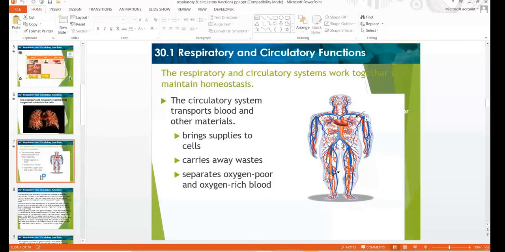That means it is supplying your body and your cells with more oxygen and more nutrients when you're doing any vigorous exercise. This section gives you an overview of the major structures of the respiratory and the circulatory systems and their functions. So we are going to study about that.